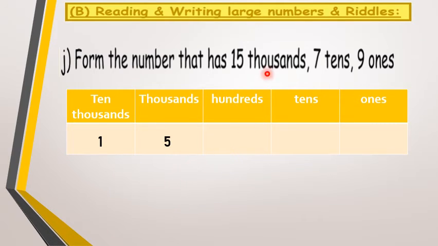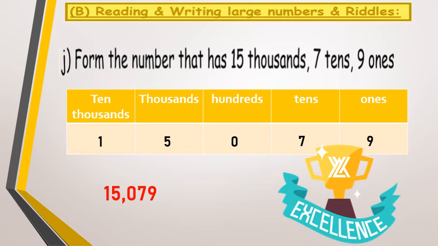Why did you do this? Because this is in the family of 1,000. I have 15. So it'll be 1 in tens and 5 in thousands. And do I have anything here in hundreds? No, so I put 0 in hundreds. How many tens do I have? You have 7 in tens and 9 in ones. Now I read the number, it will be 50,079. Excellent.